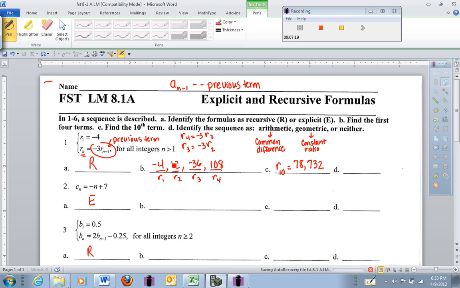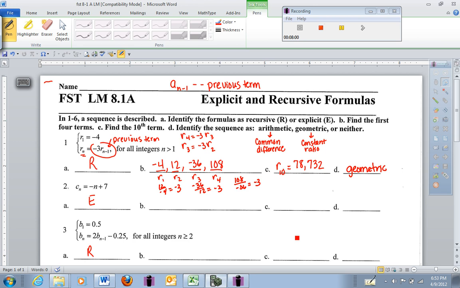Okay, I will check for arithmetic first. If I went from -4 to +12, I would add 16. And if I went from +12 to -36, I would not be adding 16 on. So it cannot be arithmetic. It could, however, be geometric. If I take 12 and divide by -4, I get -3. If I take -36 and divide by 12, I get -3. If I take +108 and divide by -36, I get -3. So there is a constant ratio each time, making this one geometric.